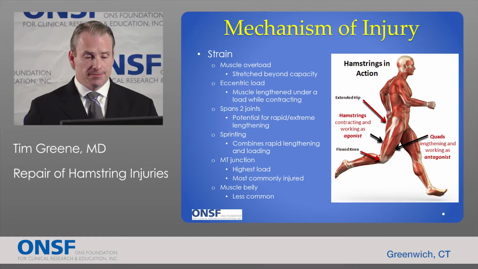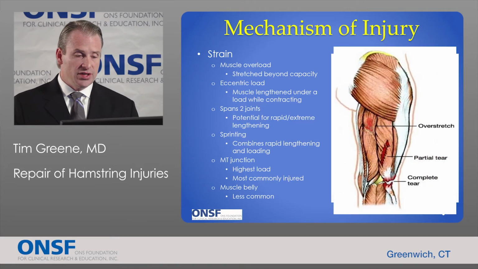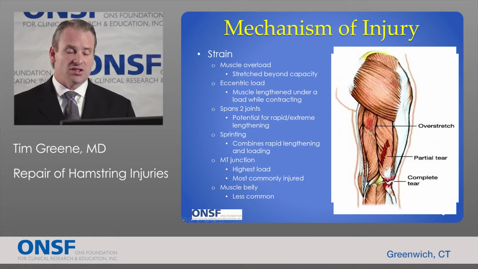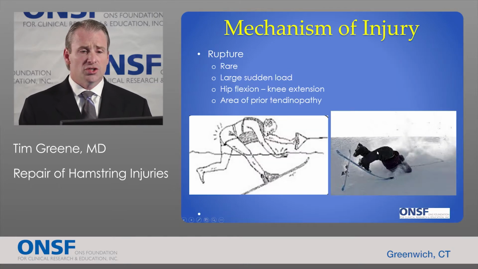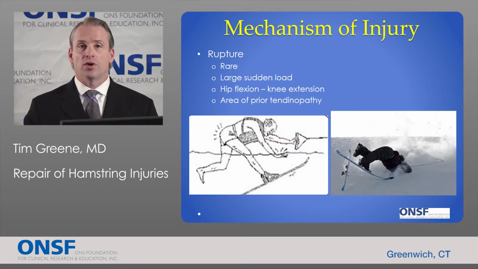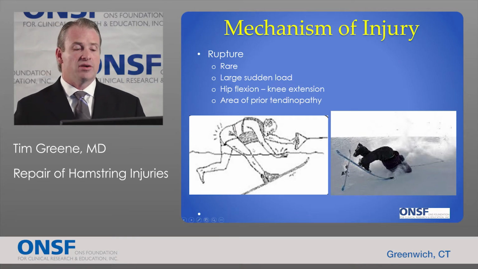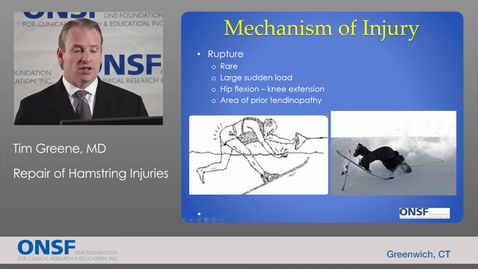They happen with sprinting, again with this combination of lengthening and load. The injuries that you'll see come a lot of times at the muscle tendon junction here, where that's the highest load. That's what's most commonly injured. And then what's a little less common is into the muscle belly itself. Ruptures, where the actual tendon ruptures from the bone, are a little more rare. They're a little less common, but they happen in scenarios where the hip is flexed and the knee's extended, and then there's a ballistic or very rapid load. And so classically, it's skiing.